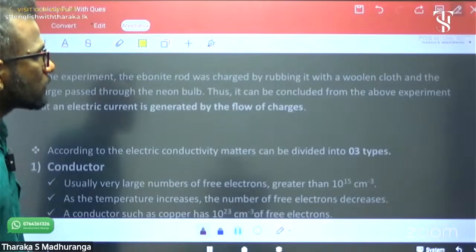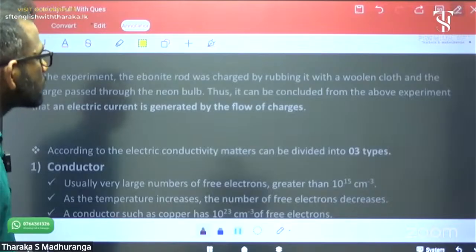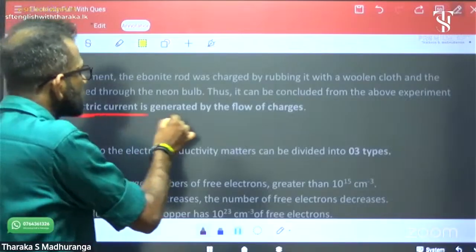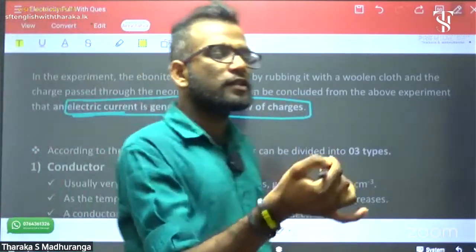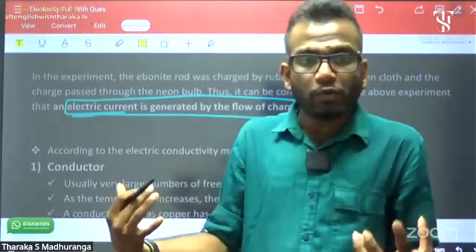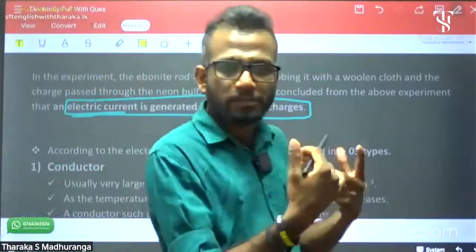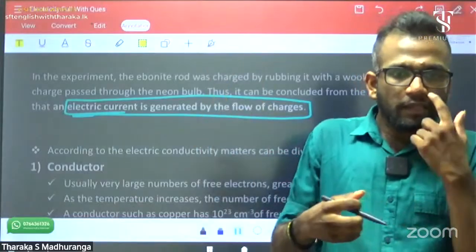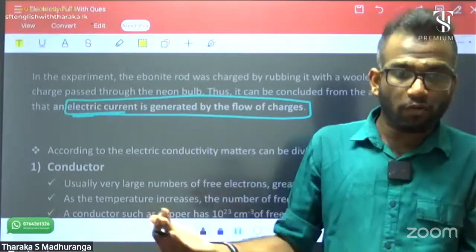It can be concluded from the above experiment that an electric current is generated by the flow of charge. Okay, that's our conclusion. The electric charge is always formed by electron movements or charge movement. Electric current is generated by the flow of charge. Flow of charge means flow of electrons. The electric current is always generated by flow of charge, flow of electrons.